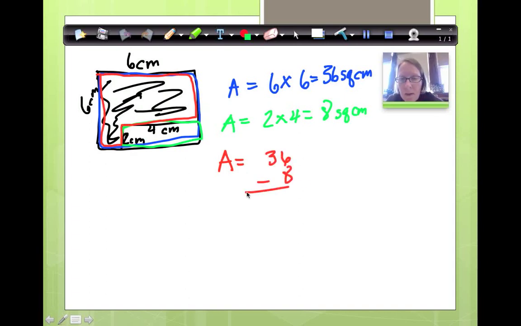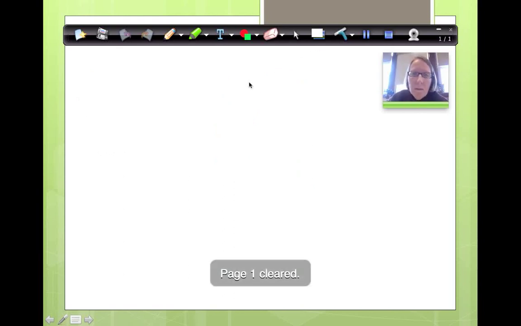Now, 6 take away 8, can't do it. Let's regroup. 16 take away 8 is 8. Bring down the 2. It is 28 square centimeters. Okay? Now, one more thing before we quit for today. Now, let's say that you have a shape that looks like this.